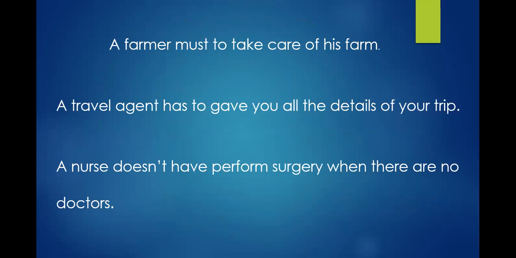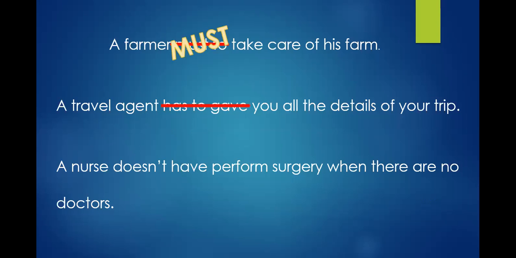In the first sentence, we read, a farmer must to take care of his farm. Well, that is going to be incorrect. We can't say must to. We say that must continues with the verb in simple form. There is no to. Okay.